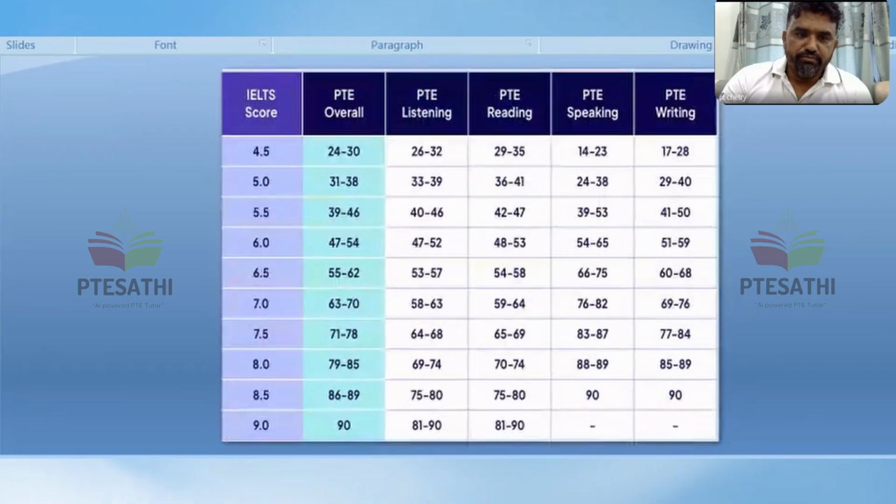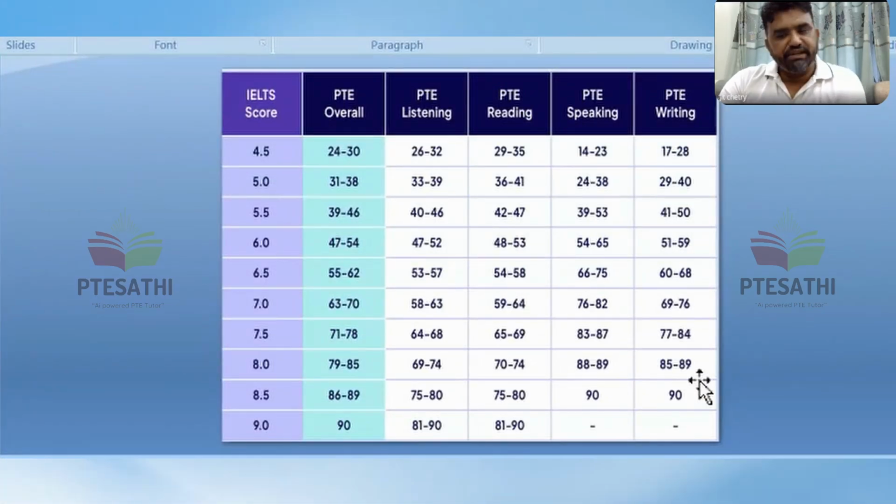And to talk about how PTE is going to be compared with IELTS, just look at these slides. If you're aiming to get a superior score, which means IELTS 8, this is what you should be aiming at. And if you look at this speaking and writing section, you might feel it's slightly unfair, because to get 8 in your speaking, you should be getting 88 to 89. And again, in the writing, you should be getting 85 to 89.